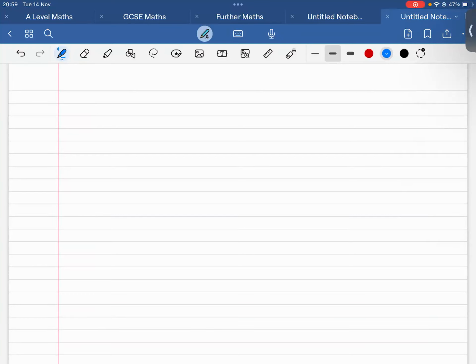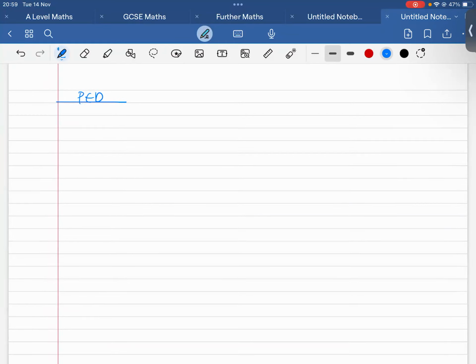Let's go over PED now. PED is, wait, do you know the formula? Don't worry. It's percentage change in quantity demanded divided by percentage change in price.